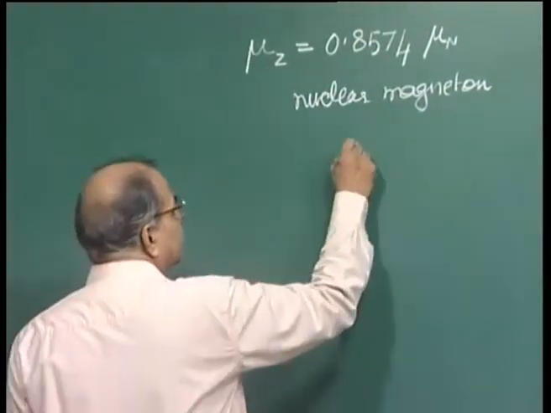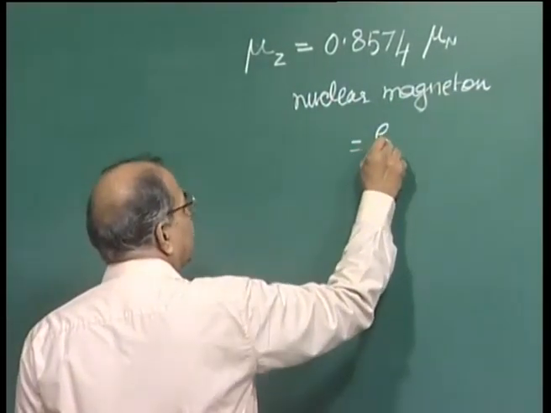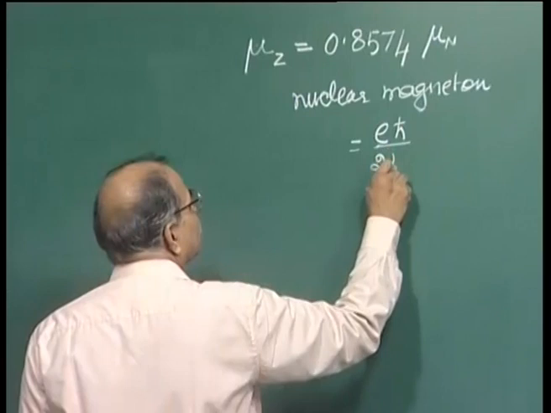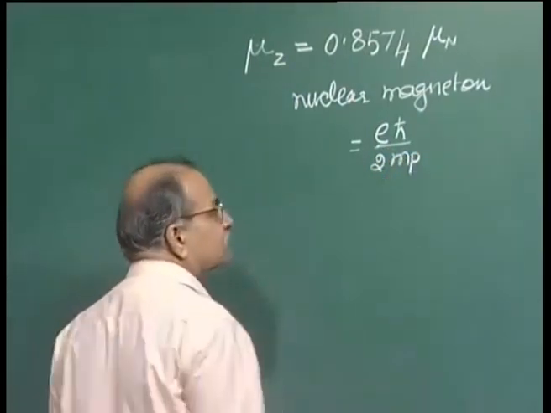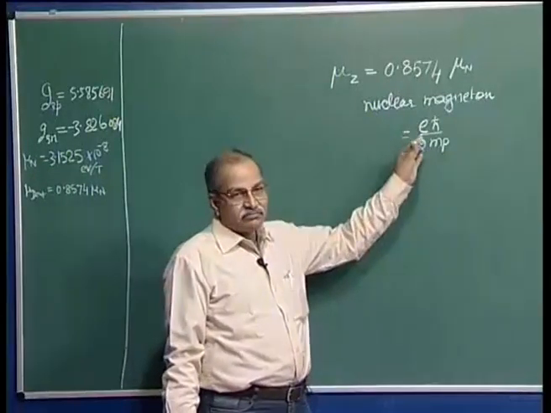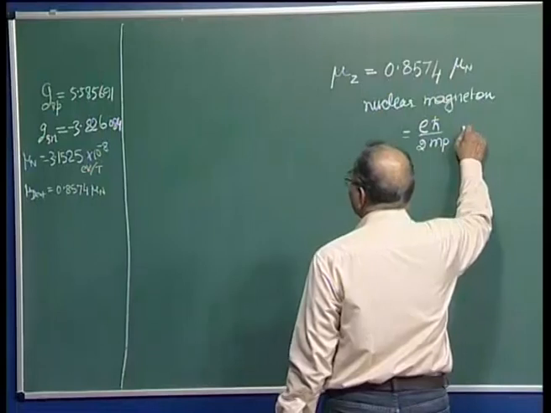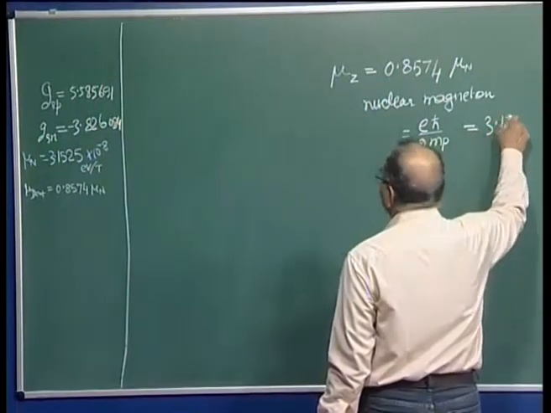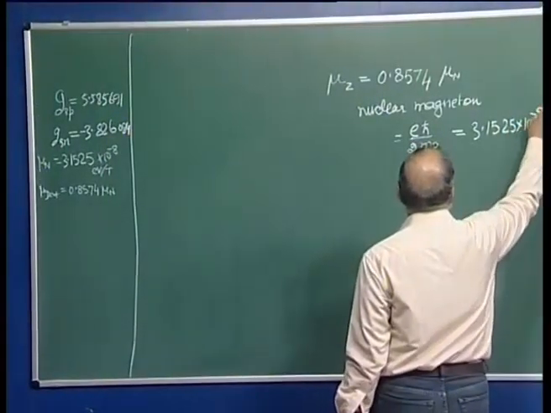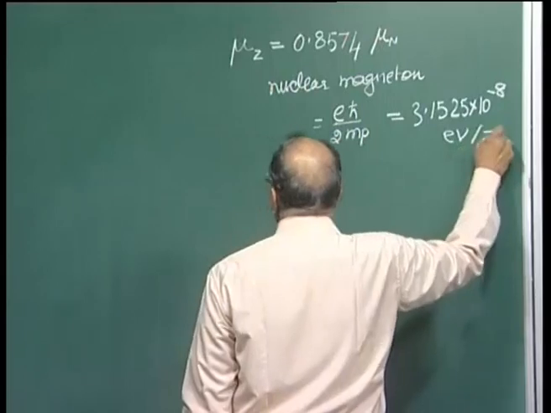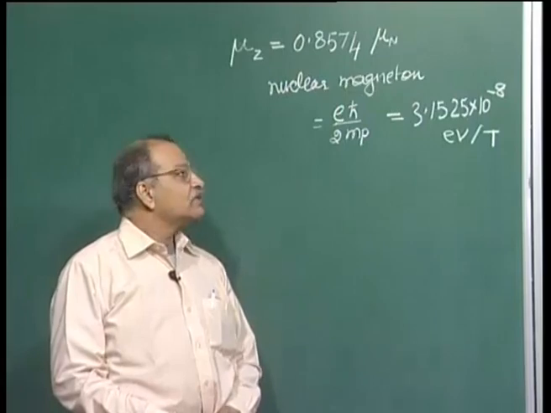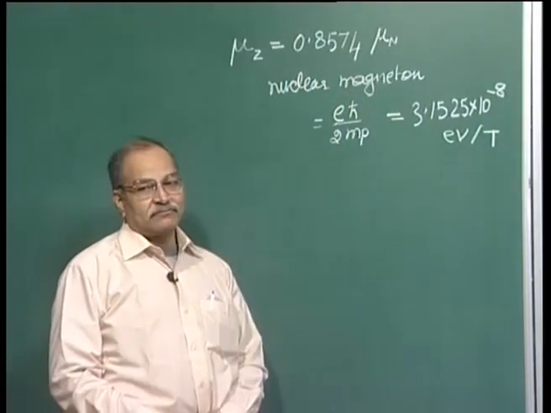Nuclear magneton is e, the charge on a proton, times h cross, divided by 2 times the mass of the proton. This quantity is called the nuclear magneton. It has a fixed value, and this value turns out to be 3.1525 × 10^-8 eV per Tesla. The unit is eV per Tesla. This is called the nuclear magneton.